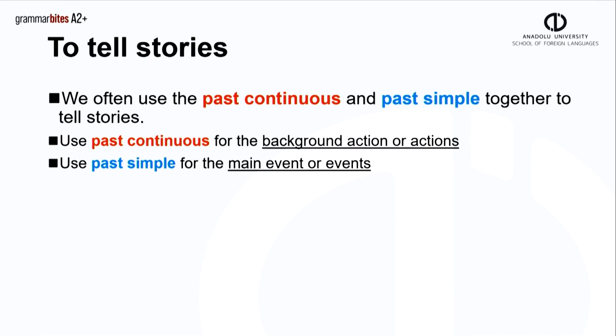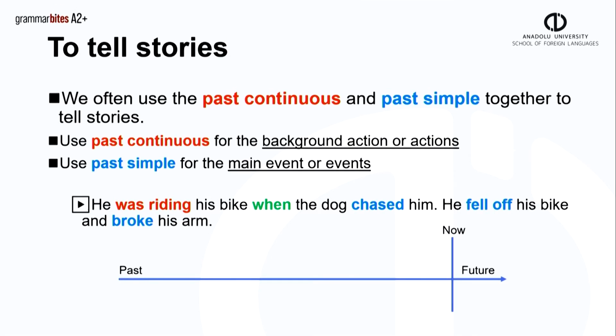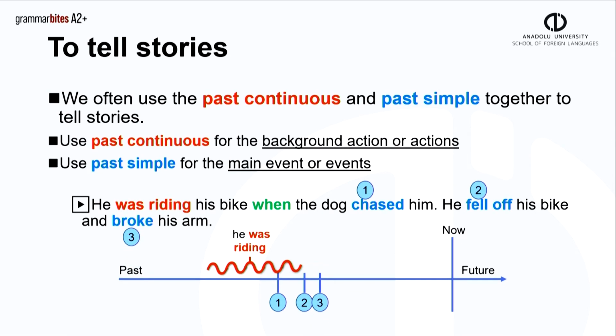Let's look at the short story about the boy on the bike and the dog. He was riding his bike when the dog chased him. He fell off his bike and broke his arm. Let's put this on our timeline. He was riding his bike. The dog chased him. He fell off and broke his arm.